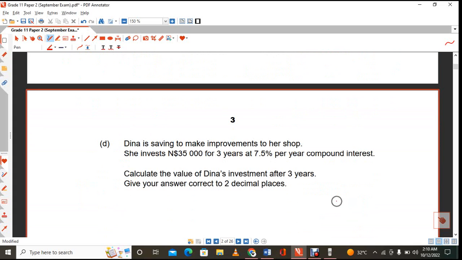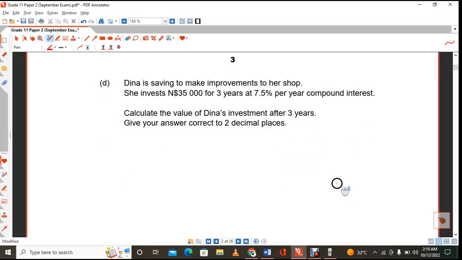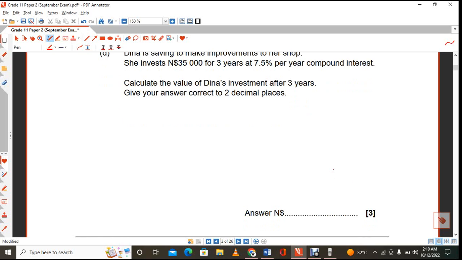Then comes part D. Dina is saving to make improvements to her shop, and she invests 35,000 Namibian dollars for 3 years at a rate of 7.5% per year compound interest. Calculate the value of Dina's investment after 3 years, and then give your answer correct to 2 decimal places. I hope you're familiar with the formula to calculate compound interest, which is the amount equal to the principal, which is this 35,000, times 1 plus the rate over 100, in this case 7.5%, and the index here is the number of years.